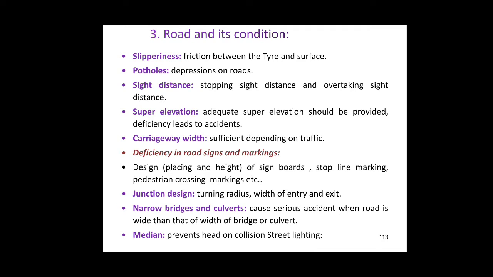Narrow bridges and culverts are causes of serious accidents when the road is wide and the width of the bridge or the culvert is narrow, because it causes the vehicles to merge from a wide lane into a narrow lane. Next, median. It prevents the head-on collisions, along with street lighting.